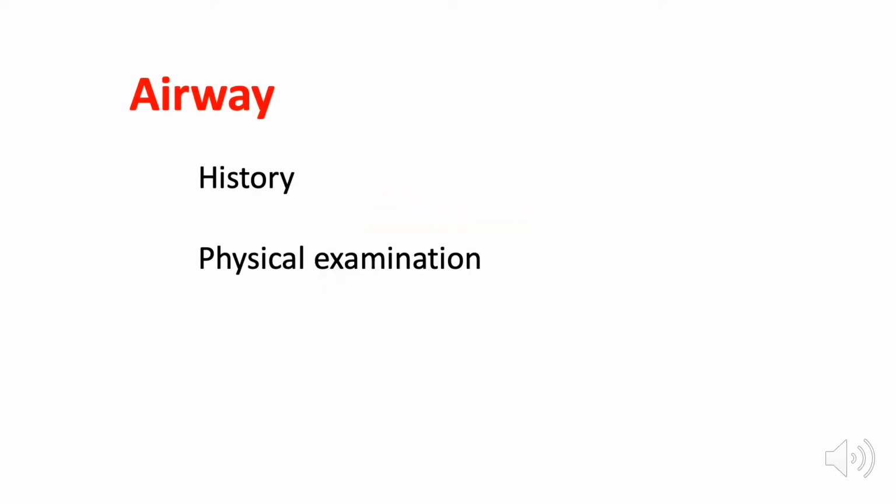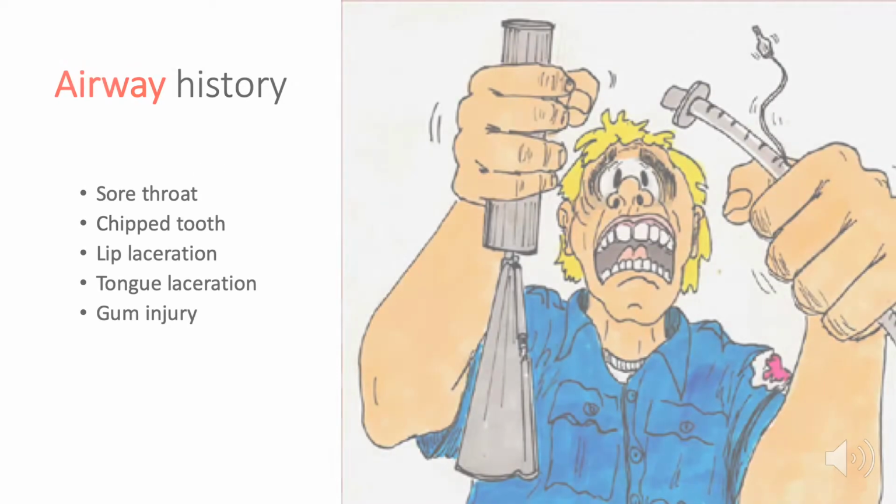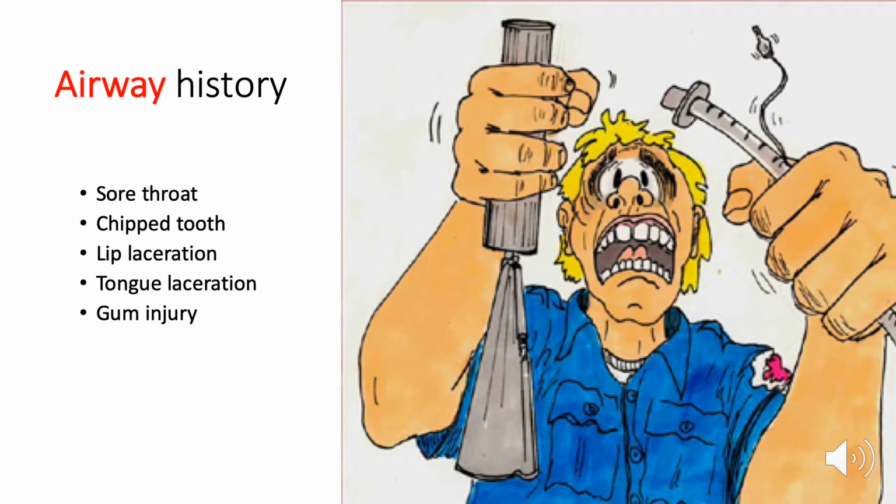We now go to physical examination. The airway examination is composed of two, the history and physical examination. So for the history, if the patient has previous anesthetics and through your history, they mention about sore throat, chipped tooth, lip and tongue laceration, gum injury, then there is a high probability that these patients had difficulty in intubation and has a difficult airway. So you need to prepare for this.